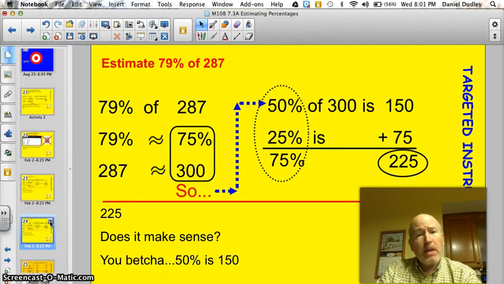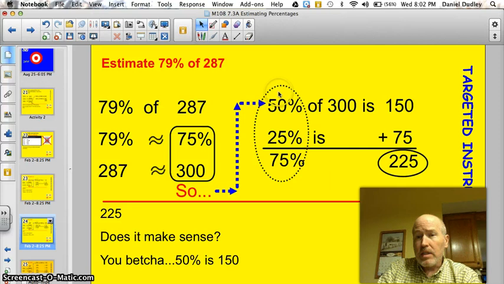All right. Here we go. Estimate 79% of 287. Once again, write the problem. 79% of 287. Round the numbers. This time I said 79%, well, that's about 75%. And 287, that's about 300. So now I'm looking at 75% of 300. Well, I know that 50% of 300 is 150. I know that 25% of 300 will be half of this, half of 50%. So that's 75. So therefore, 75%, 50 and 25, is going to be 225.